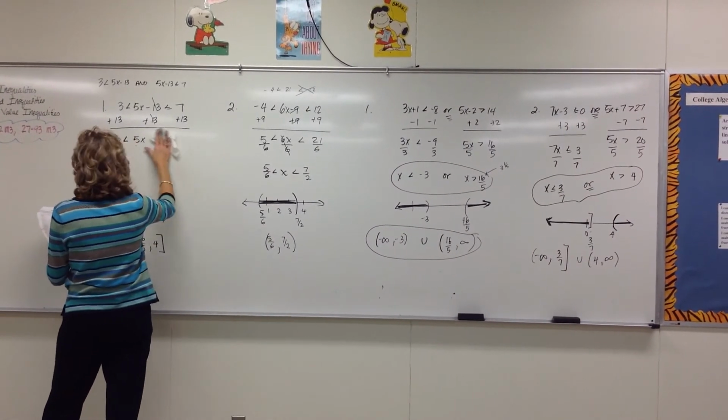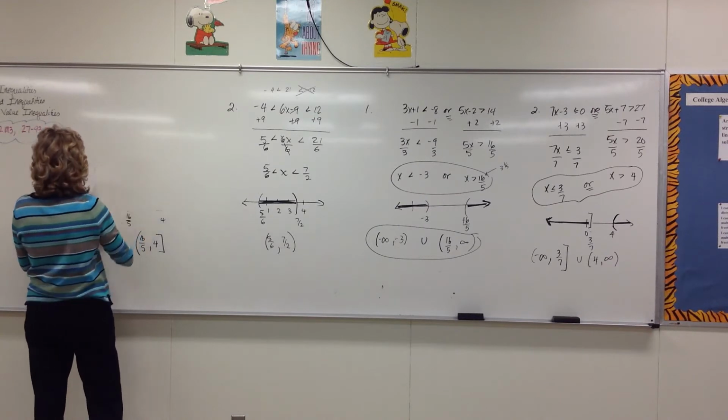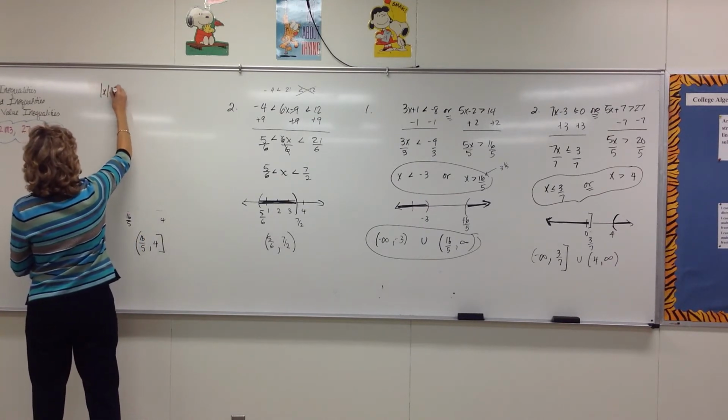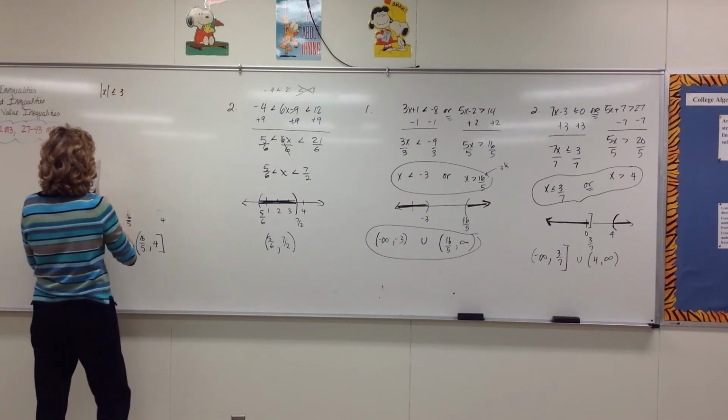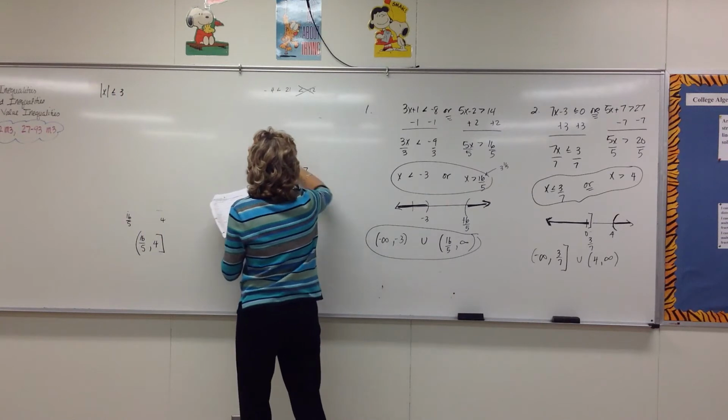So on the top of your notes, there are 3 inequalities. You have absolute value of x is less than or equal to 3. You have absolute value of x is greater than or equal to 3.